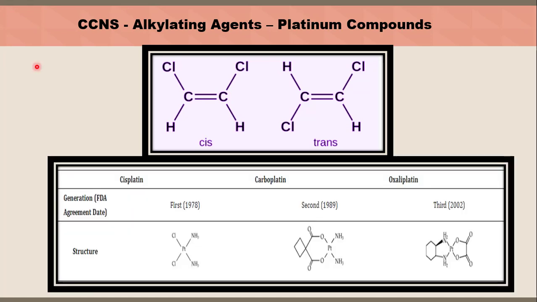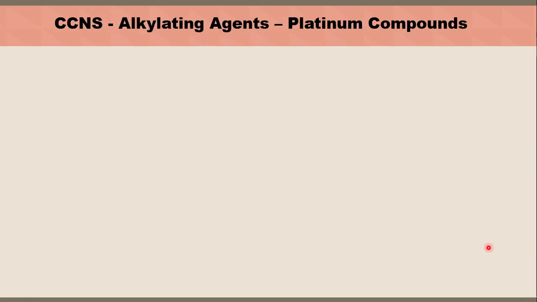As you can see, the chemical structure of cisplatin, approved by the US FDA in 1979 as the first platinum compound getting US FDA approval. In 1989, carboplatin was approved as the second platinum compound. The third one is oxaliplatin, which got its approval in 2002.